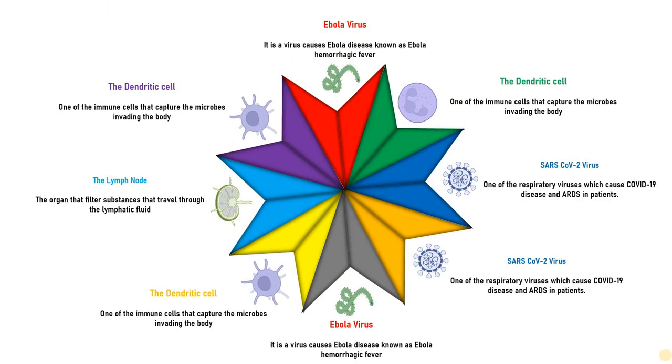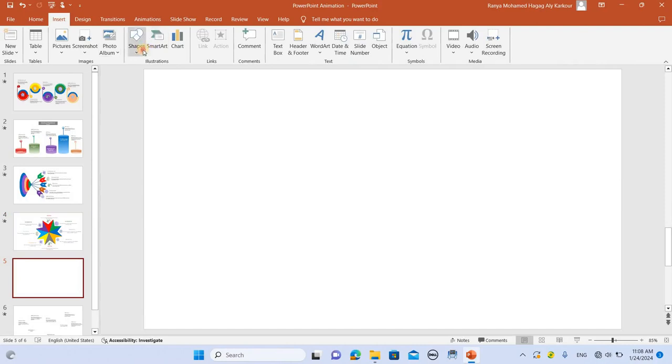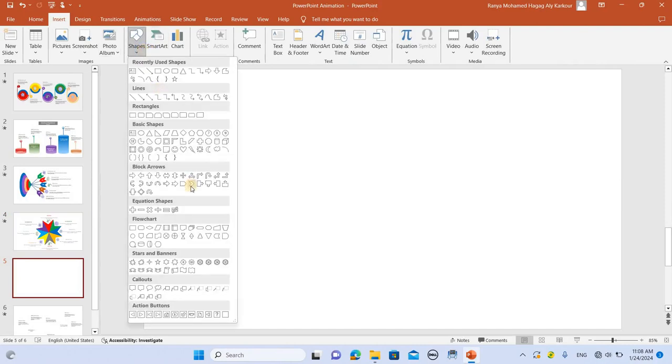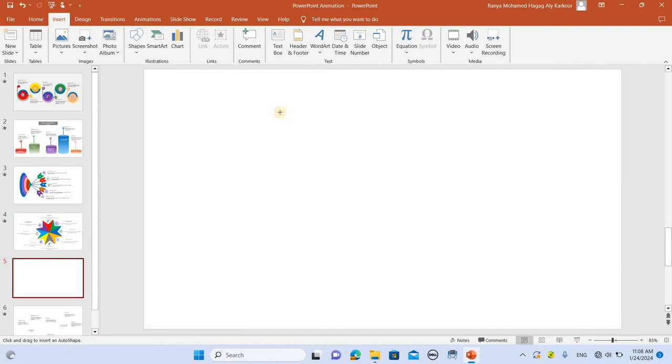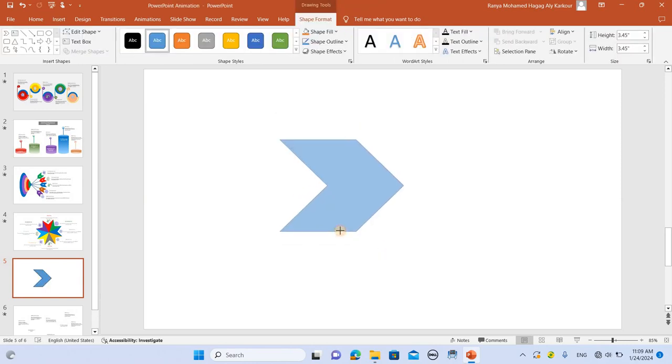So without wasting any further time, let's get started. First, you open a blank slide, then go to Insert and go to Shapes. Then go to this shape, arrow, chevron, we can click on it, then we start to draw it. We can click Shift and start to draw, as you see here. And we can decrease the height and width and control them as we need.